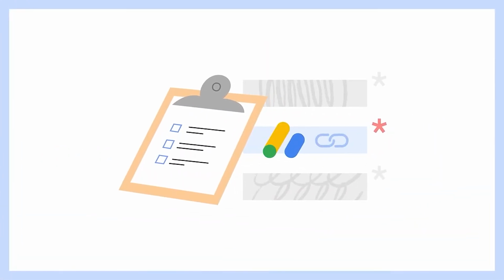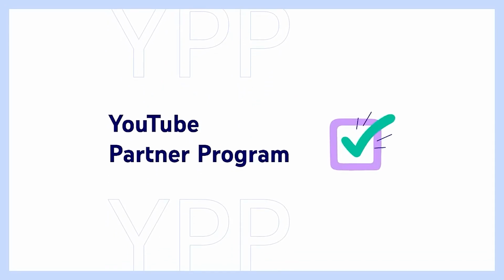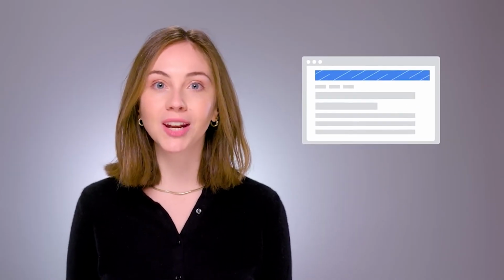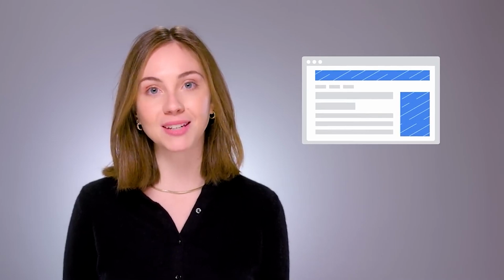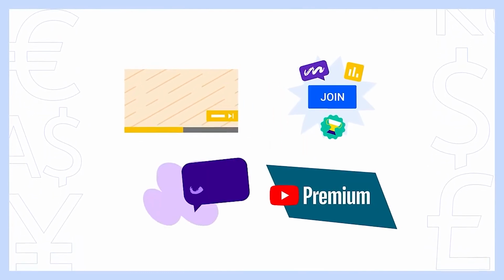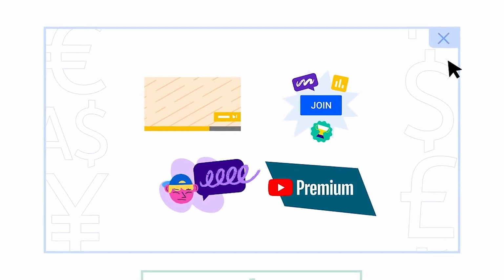Creating and linking an AdSense account is one of the requirements to be accepted into the YouTube Partner Program. Once you're in the program, your AdSense account is how you get paid. AdSense is another Google product, separate from YouTube, that allows people or companies to run ads on their websites and receive payment. But when it comes to being a YouTube creator, it's mainly used as a payment tool. And you need an account to ensure you get paid for the money you earn, whether that's from ads being played on your videos, YouTube Premium, memberships, super chat and super stickers, and more.